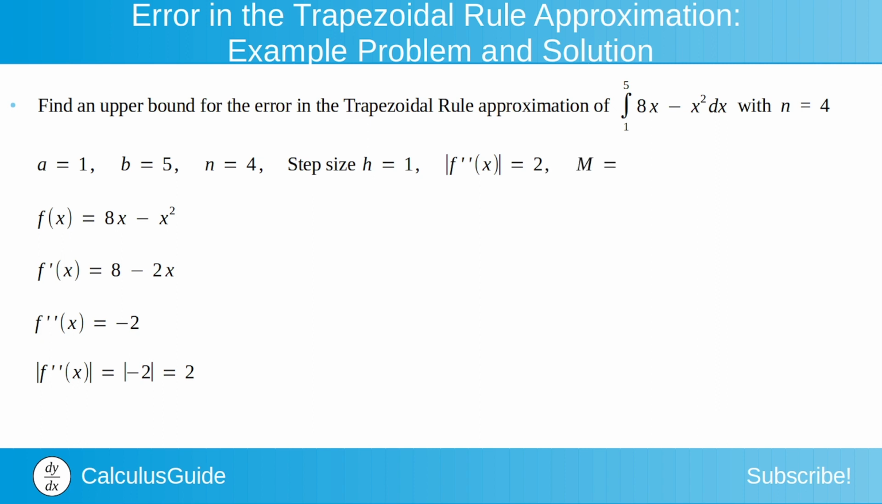Now that I've calculated the absolute value of f double prime of x, I want to assign a value to the variable m. I want the value of the variable m to be an upper bound of the absolute value of f double prime of x on the closed interval from 1 to 5. The absolute value of f double prime of x is equal to 2 on the closed interval from x equal to 1 to x equal to 5, so I can set m equal to 2.